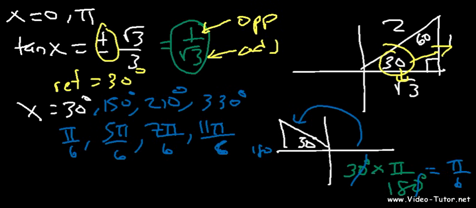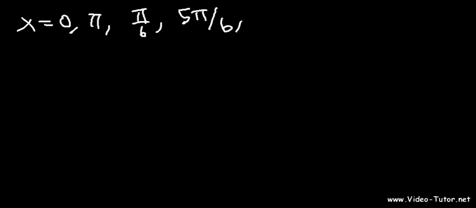So those are all the answers. But now, how can we write a general equation for the answers? We have all the answers in the range of 0 to 2 pi. But let's say we want to find all solutions, if there's no restriction, how can we do that?